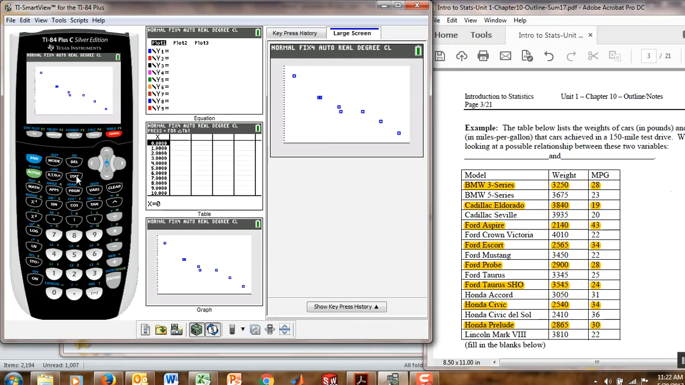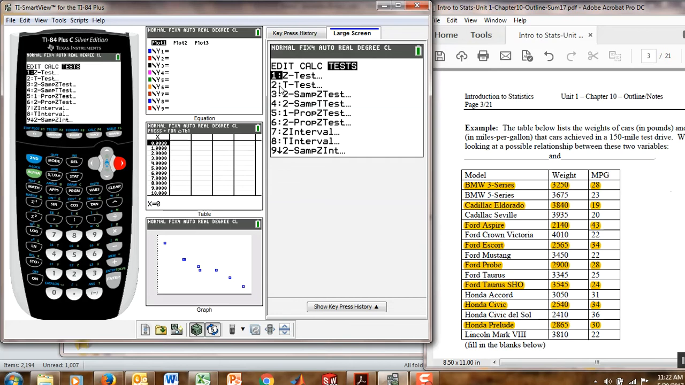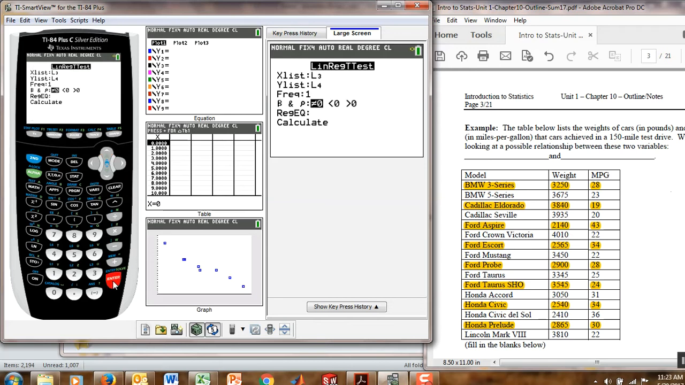So we're going to go to stat, and we're going to do a test called a linear regression t-test. This list keeps on going on to another page, and the answer is toward the bottom, so I'm going to arrow up, which puts me at the bottom of the list, and then arrow up a little bit. We want linear regression t-test, and we're going to hit enter on that.